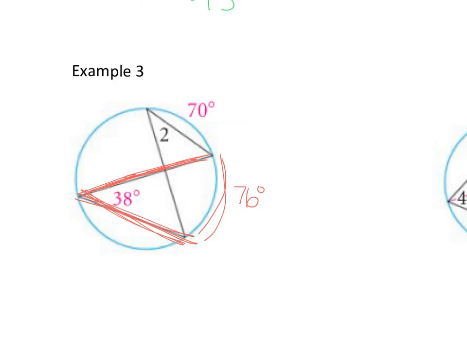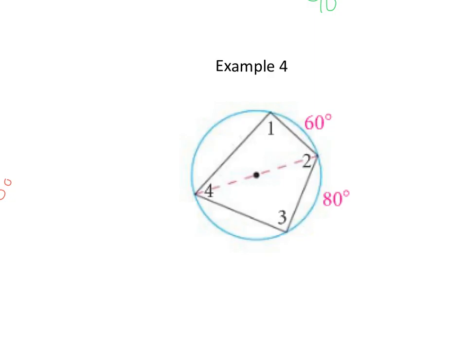If this is 76, this is an arc that's also formed by this angle. So angle 2 has to be half of 76. So angle 2 also has to be 38 degrees. It's kind of weird. So really, you didn't have to know this fact that this is 70. It's kind of irrelevant.